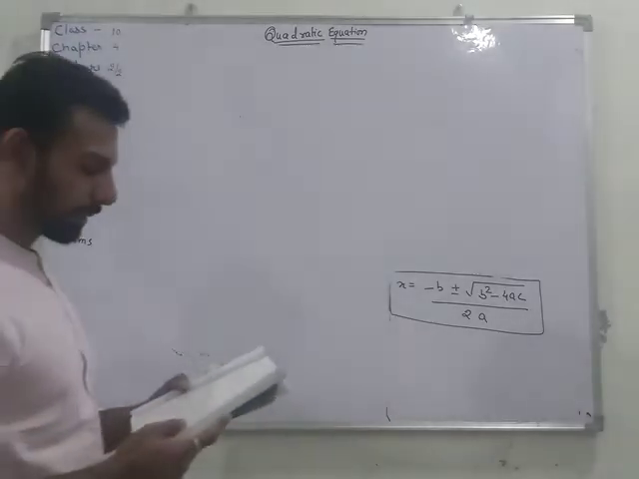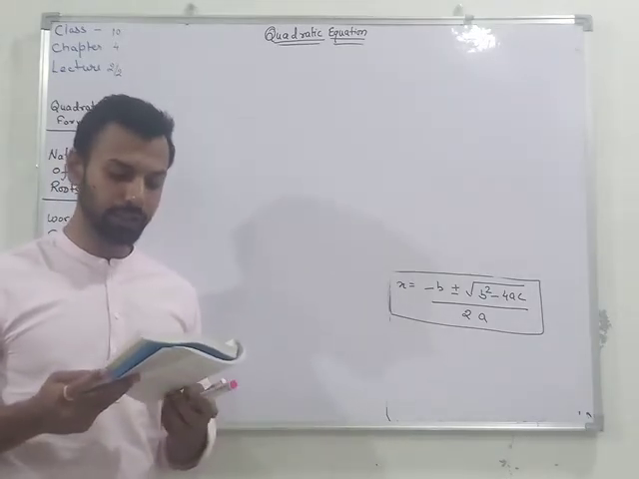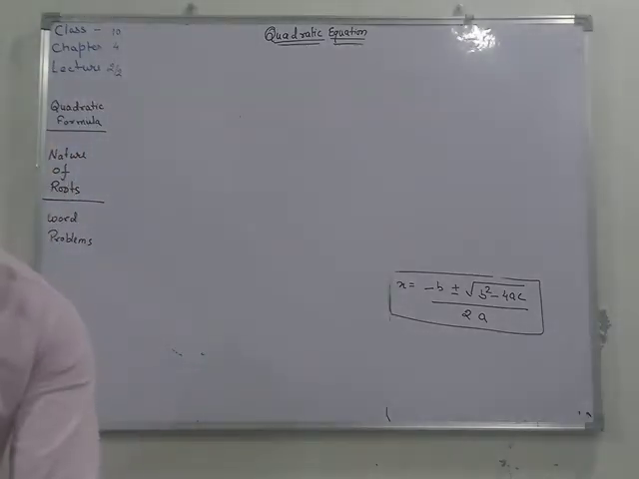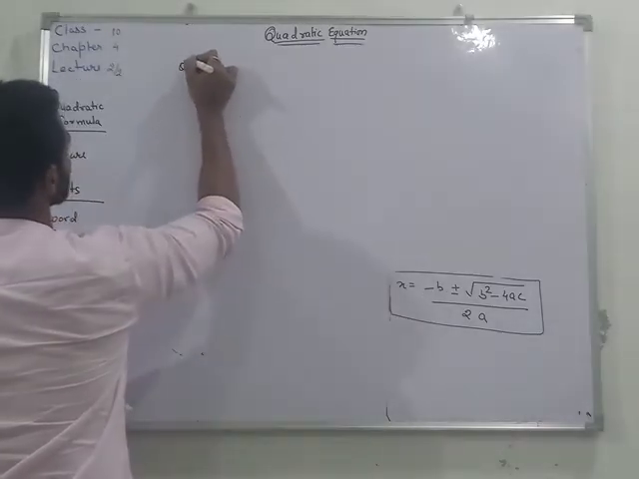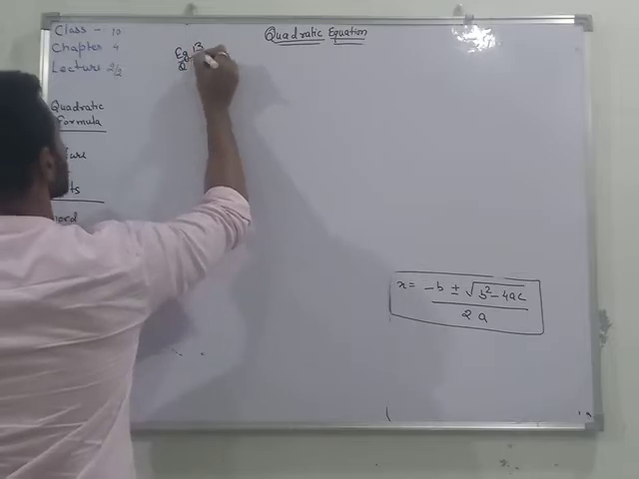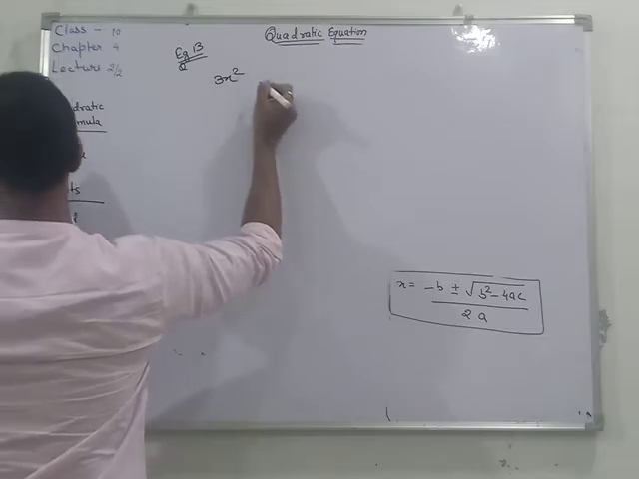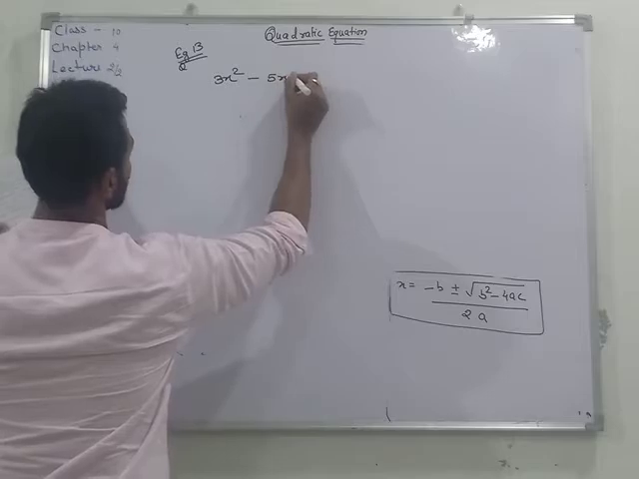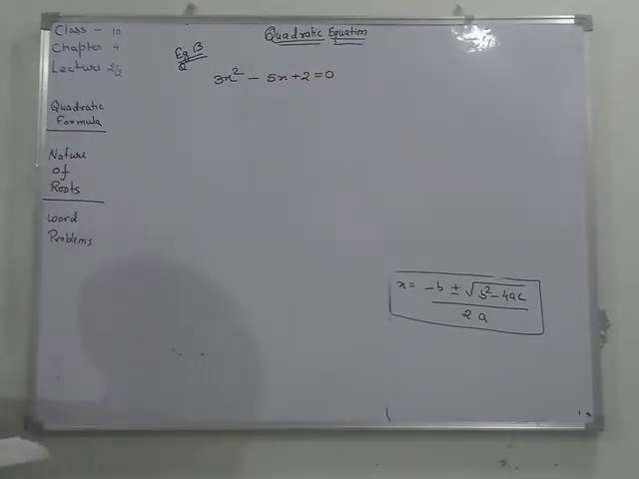Taking example number 13 from the NCERT book: find the roots of the quadratic equation 3x square minus 5x plus 2 is equal to 0. The question is given. This is example 13: 3x square minus 5x plus 2 is equal to 0. This is given to us.